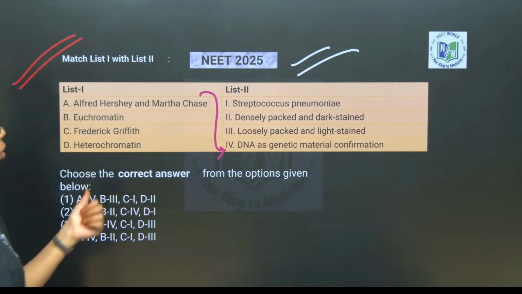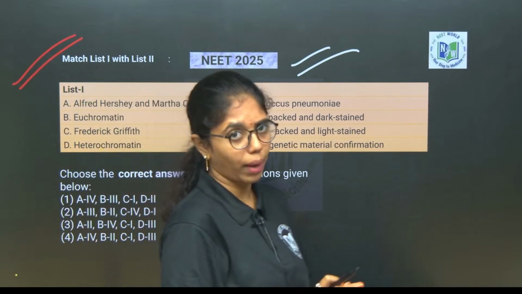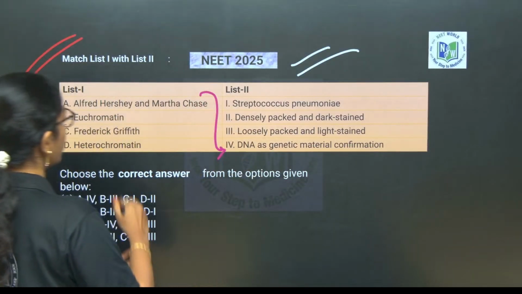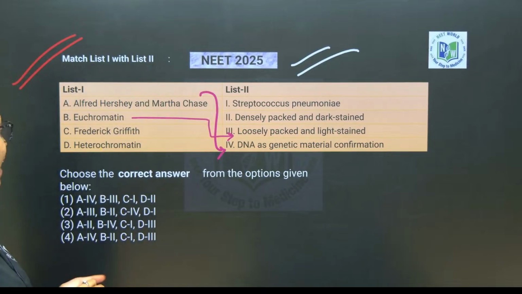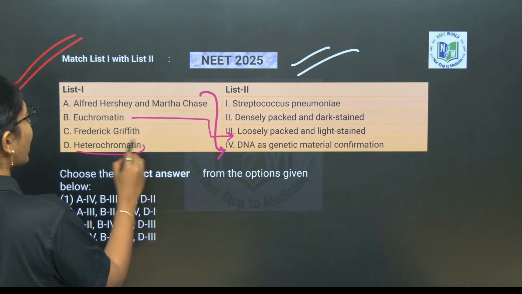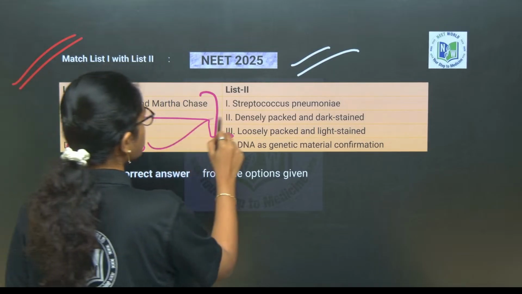Euchromatin and heterochromatin. What is euchromatin? Active and loosely packed chromatin is called euchromatin. So euchromatin is loosely packed and lightly stained. This is active chromatin. Heterochromatin is inactive. It is densely stained or dark stained, which is option 2.